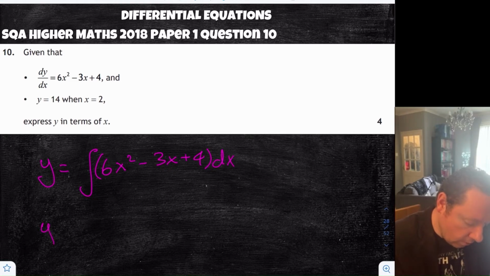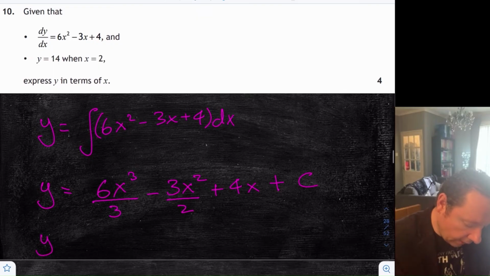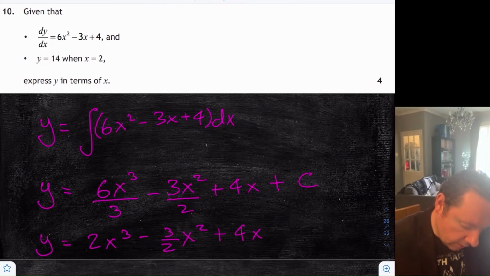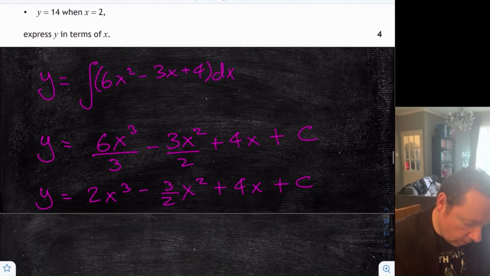Add 1 to the power, divide by the new power, minus 3x squared over 2 plus 4x plus c. Always remember your c. Tidying that up, y equals 2x cubed minus 3 over 2 x squared plus 4x plus c. But we're told that when y is 14, x is 2. So when y is 14, x equals 2.